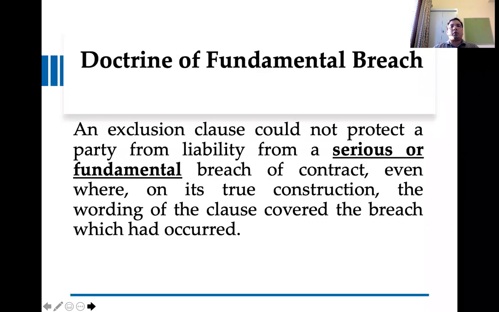We also have this doctrine of fundamental breach. An exclusion clause could not protect a party from liability for a serious or fundamental breach of a contract, even where on its true construction, the wording of the clause covered the breach which had occurred.